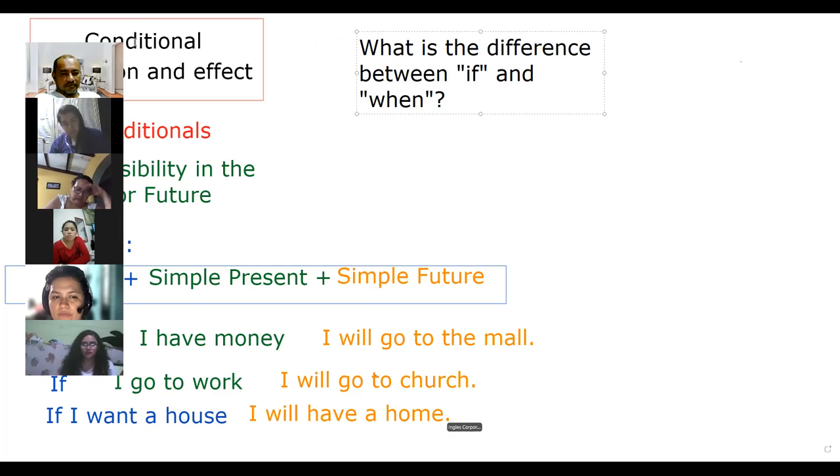I don't know. Maybe "for" is for condition and "when" is for effect. Okay, all right. What do you think, guys? If is a possibility, when is an act. Okay, very good. I think you got it, but you don't know how to say it exactly. Any other idea, guys? You almost got it, Jose. When is the most specific? You think it's more specific? Okay. All right, very good.